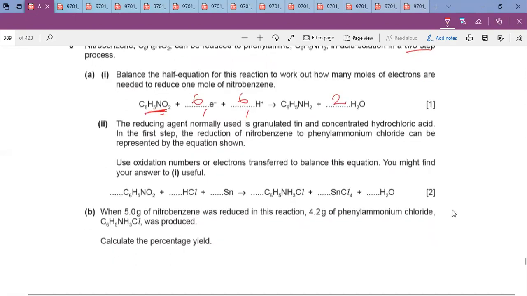Okay. The second part here. The reducing agent normally uses granulated tin, right? And corn, same as corn. I tell you, sometimes in market they put dilute, it's not good. Okay, concentrate hydrochloric acid in the first step. The reduction of nitrobenzene to phenol and ammonium chloride can be represented by the equation. Use oxidation states in electron transfer and balance equation, you might find useful.